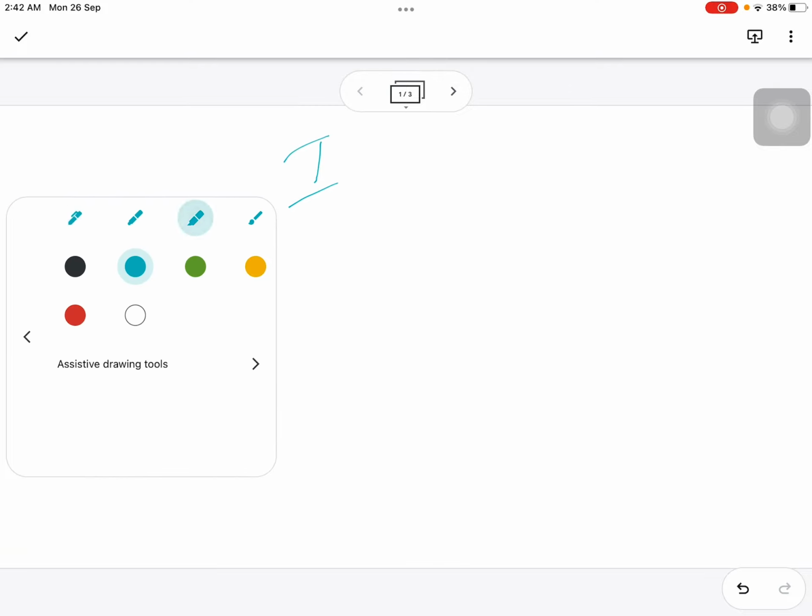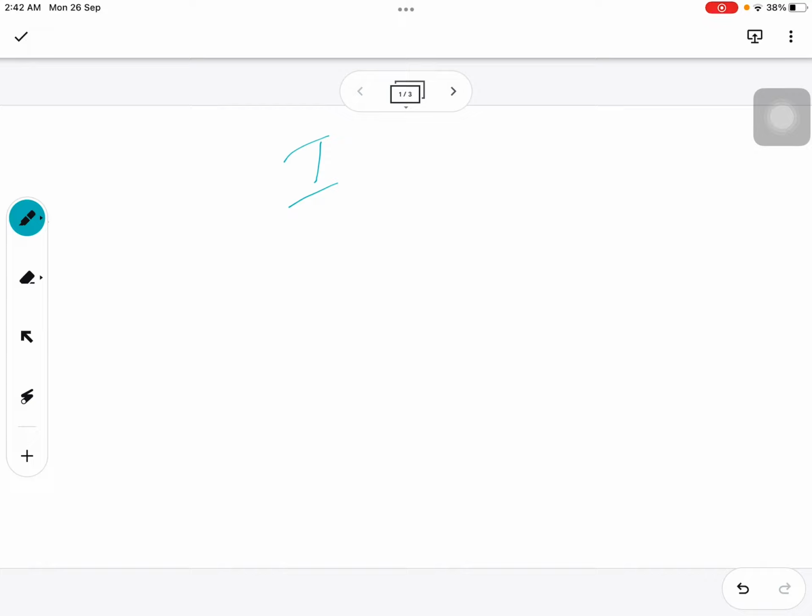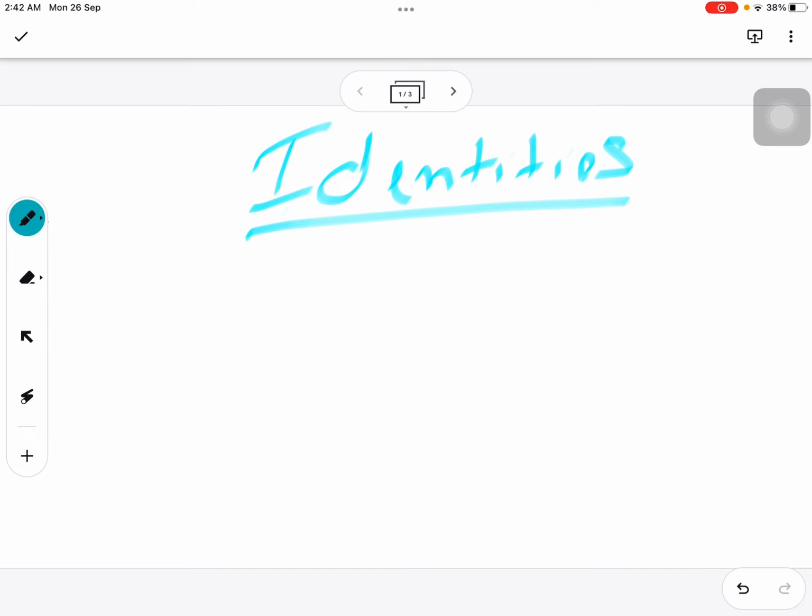Now that we've seen some identities, let's do some problems in them. We'll start with the basic level of problems. Let me just change the settings. I'll start with the easy problems. Say the first problem is (3x plus 4y) whole square.